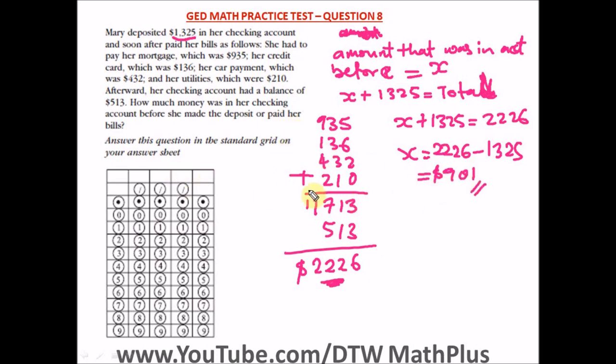All right, so in putting this in on the standard grid, we write a 9 here, we write a 0 here, and we write a 1. So we go down to shade our 9, and here to shade our 0, and here to shade 1. Okay, so this is our answer. This is how we answer on the standard grid.